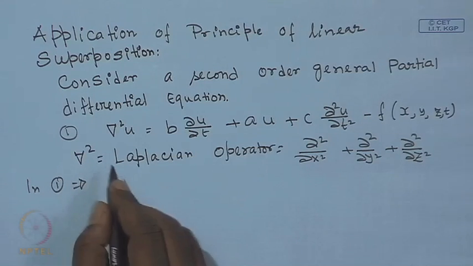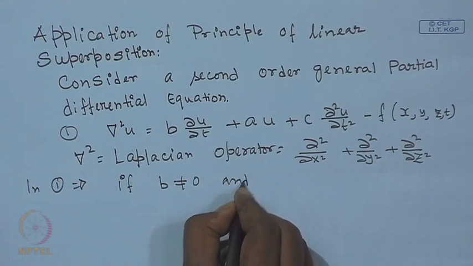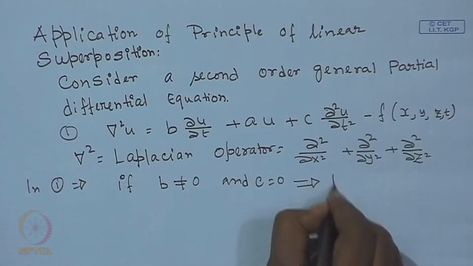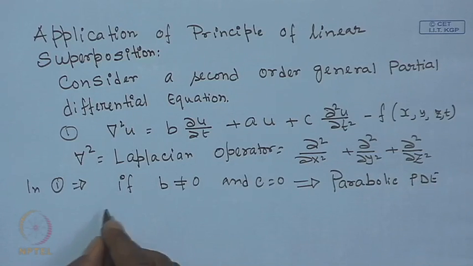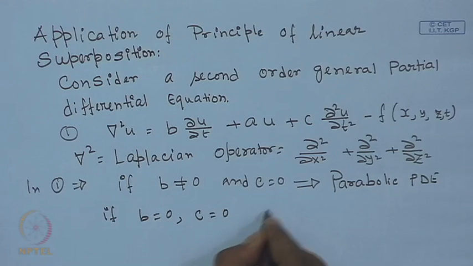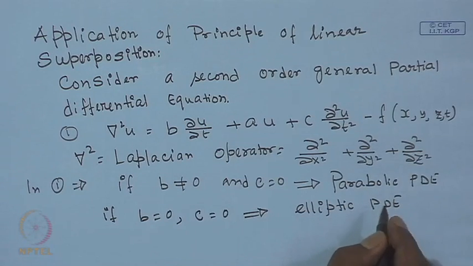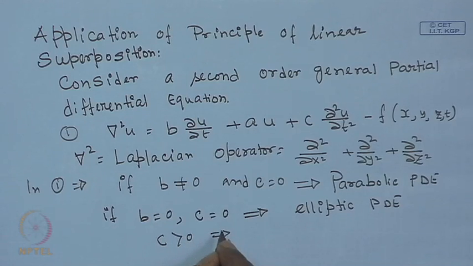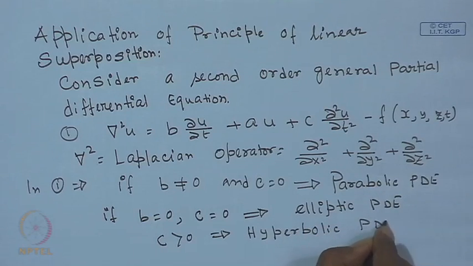In equation number 1, what we have? If b is not equal to 0 and c is equal to 0, we will be getting a parabolic PDE. If b is equal to 0 and c is equal to 0, then we will be getting an elliptic partial differential equation. For c greater than 0, we will be getting a hyperbolic partial differential equation. If f is equal to 0, we will be getting a homogeneous partial differential equation.